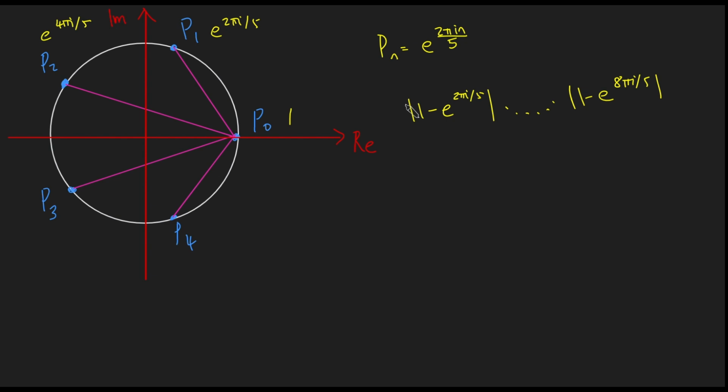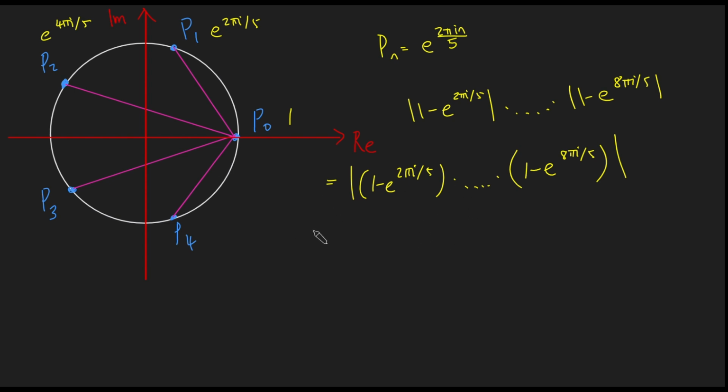But okay, we're going to expand this out. So this is going to be the magnitude of 1 minus e to the 2 pi i over 5 times all the way up to 1 minus e to the 8 pi i over 5. Cool. Now, how on earth do we go about computing this nicely?